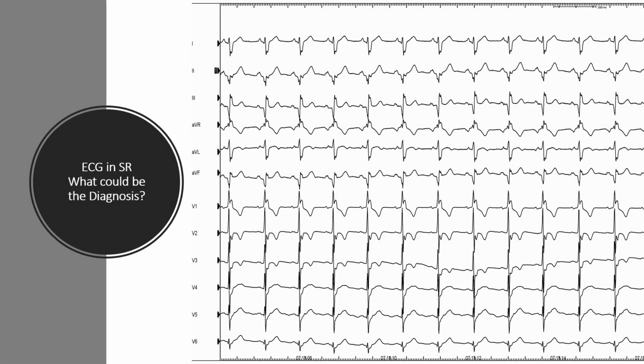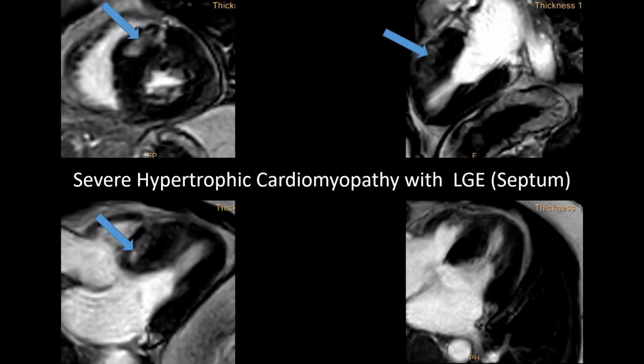We already saw together this ECG last week. The question is, what might be the underlying heart disease which caused the ECG changes in this patient? These figures and the next video show severe hypertrophic cardiomyopathy and late gadolinium enhancement in septum in this patient.